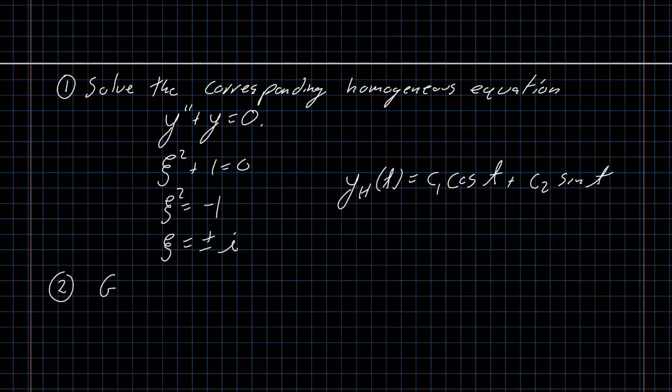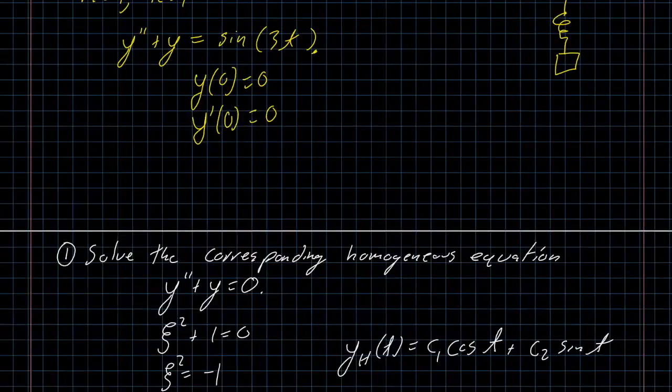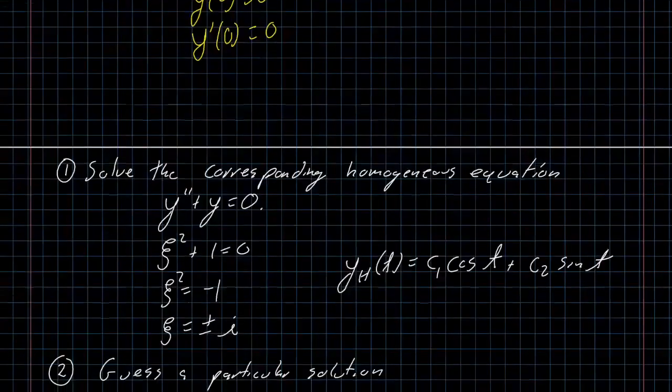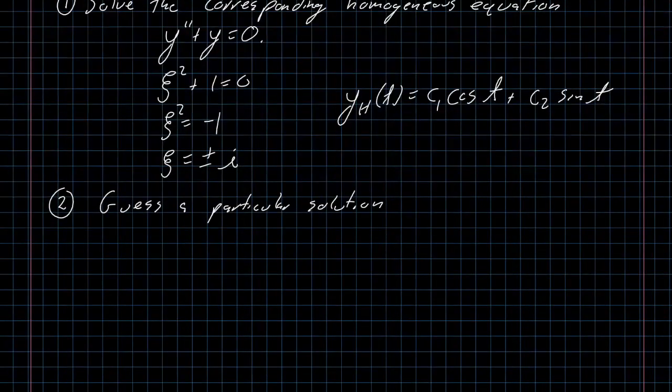Step 2 is to guess a particular solution. If I scroll back up and look at my differential equation, my driving function, sine of 3t, is a trig function. And whenever we have a driving function that is a trig function, we guess y_p is going to be some coefficient a times the sine of 3t plus possibly some other coefficient b times the cosine of 3t.